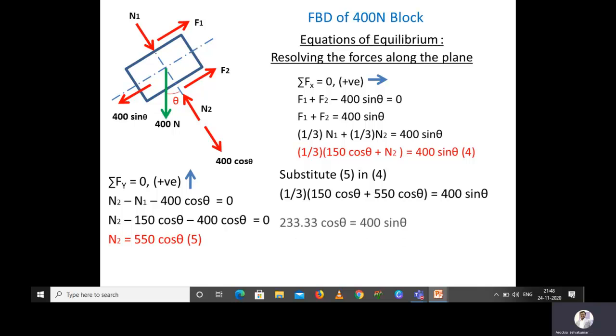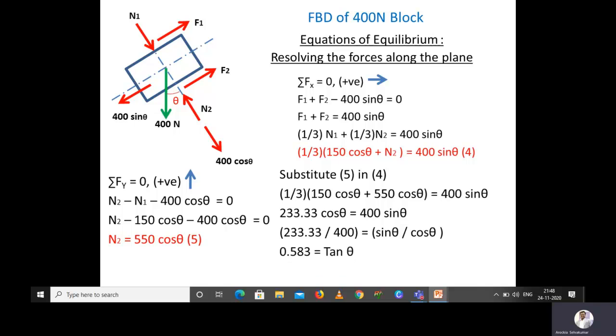From this, on the left side we will get 233.33 cos theta is equal to 400 sin theta, and we know that sin theta by cos theta is equal to tan theta, so we can write it as 233.33 by 400 is equal to sin theta by cos theta. So tan theta is equal to 0.583. Then we can calculate theta, that is theta is equal to tan inverse of 0.583, and we will get the value. Theta is equal to 30.24 degrees.